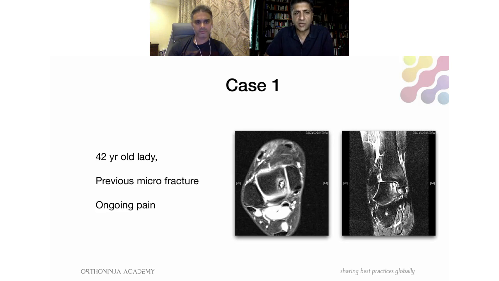So this is a 42-year-old lady, and she's had a microfracture, but it hasn't worked. So we're going to assume that she's been waiting for more than 18 months, and she's still got pain, and obviously she wants to be more active. She's still quite young. What do you see on the radiology that interests you, Raheel?